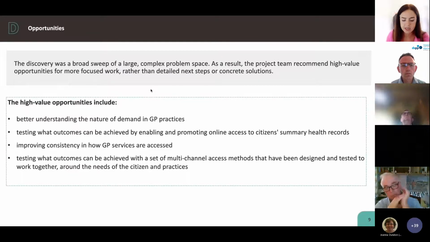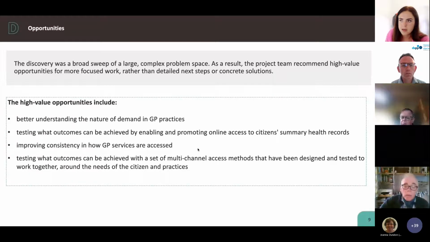Self-explanatory, that one, all that stuff around calling at 8 AM, emailing, e-consult. There should be a general standardised way that a citizen knows how to contact their GP in certain situations, stripping out that confusion. And then finally, testing out what outcomes can be achieved with a set of multi-channel access methods that have been designed and tested to work together around the needs of the citizen.